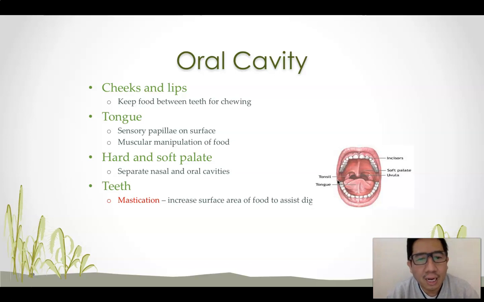Okay, your tongue, you have a sensory system there. You have 5 senses of food: sweet, salty, sour, bitter, and umami. Okay, so you have 5 tastes on your tongue. Your teeth, the key term to remember is mastication. Mastication means chewing.